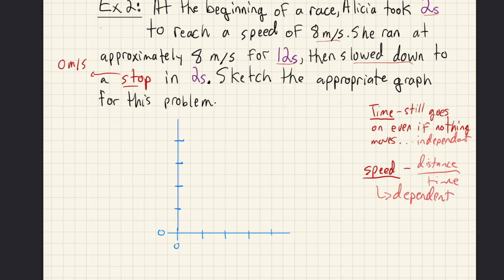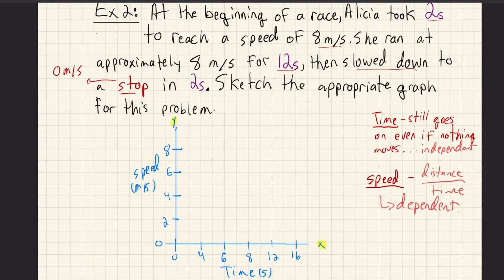Now, why does that matter? Well, because remember that the dependent variable always goes on the y-axis and the independent variable always goes on the x-axis. So we would label the x-axis as time, and the y-axis would be your speed. The units for speed would be meters per second, and time would be in seconds.